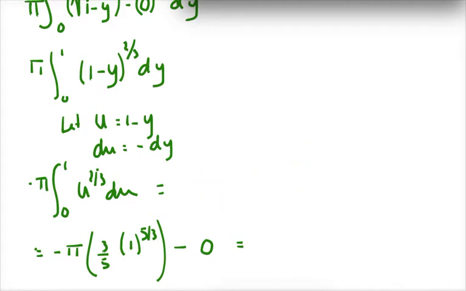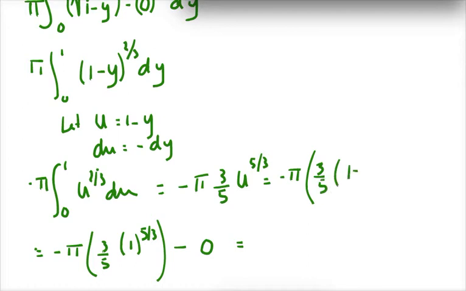Right. So what did I do here? Let's see. So this is minus pi 3/5 u to the 5/3. And I'm going to substitute back in. Right, 3/5 1 minus y to the 5/3. Evaluate that between 0 and 1.